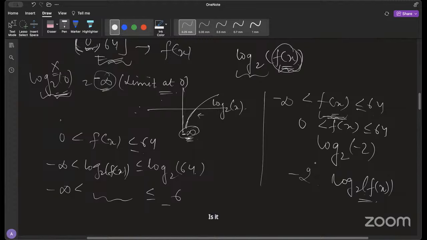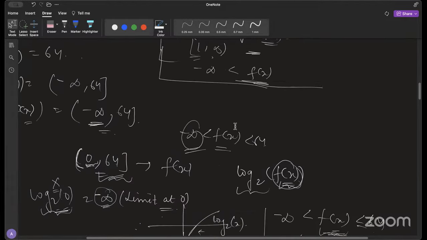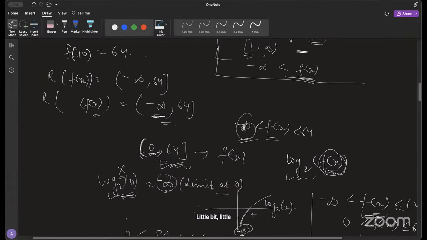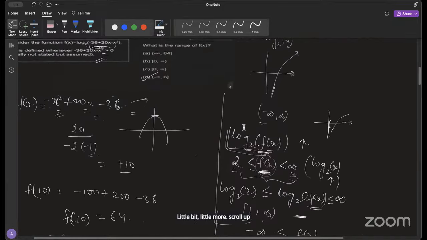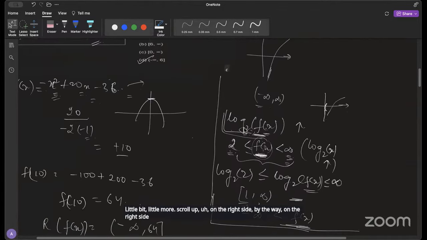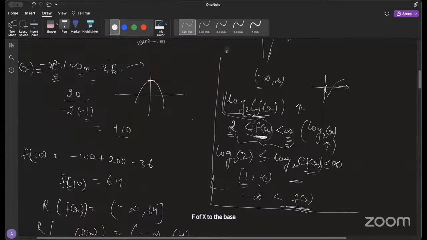Is it clear? Ma'am, can you scroll up a little bit? Little more. On the right side, you put log f of x to the base 2, and then you put limits as 2 to infinity. What is the significance of this while solving this, ma'am? Which one? This one, log f of x to the base 2. Yeah.